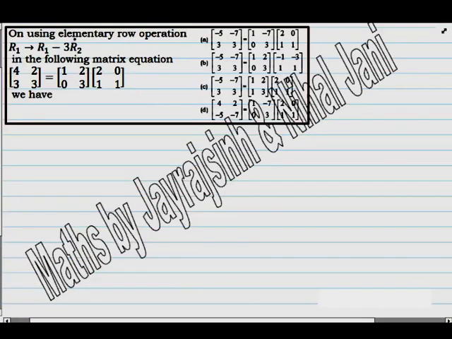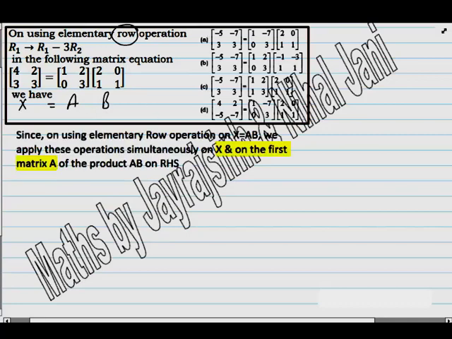Here we have one concept clearing question. Using elementary row operation, R1 gives R1 minus 3R2 in the following matrix equation, which is in the form of X is equal to A into B. We will have one of the following options. Okay, here we are using row operation on X is equal to AB system, right?